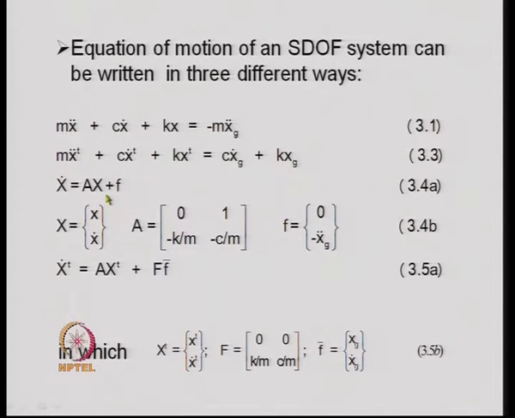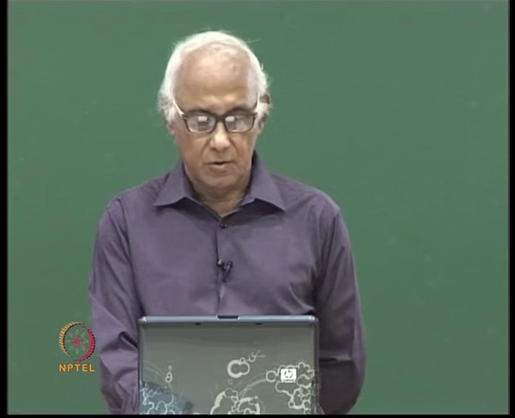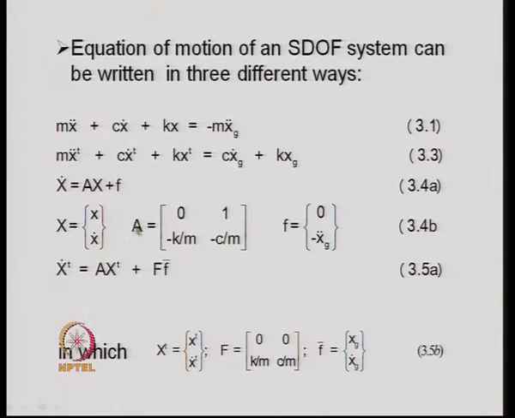In fact, from the theory of differential equations, one knows that if there is an nth order differential equation, then we can write that nth order differential equation as a set of n first order coupled differential equations. So, since it is a second order differential equation, it can be written as a set of two coupled first order differential equations, and that is what is seen over here. Let us now try to derive this A matrix and the F matrix.